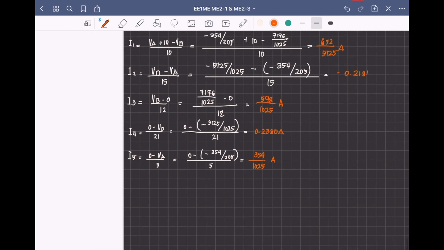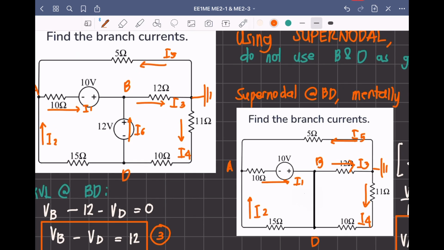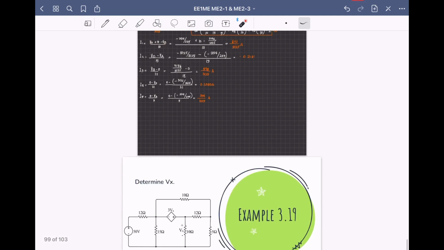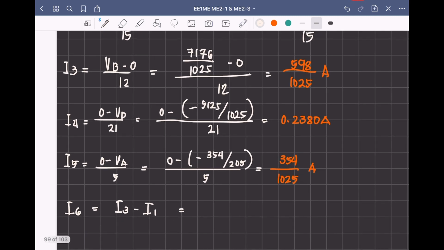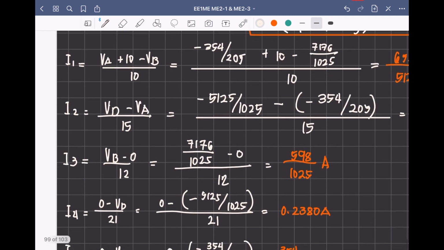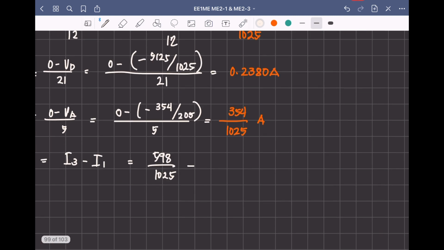And then lastly, for I6, balik ka sa circuit, edi ganun pa rin po, KCL pa rin. So as you can see, if you KCL at B, that would be positive I1, positive I6, negative I3. So in short, I6 is simply I3 minus I1. Ano po? Okay, idadiretso ko na guys ha. Because I know for sure now understand what to do. So I6 will be equivalent to I3 minus I1. Okay, and that is, what's I3? I3 is 598 all over 1025 minus I sub 1. I sub 1 is 652 all over 5125.